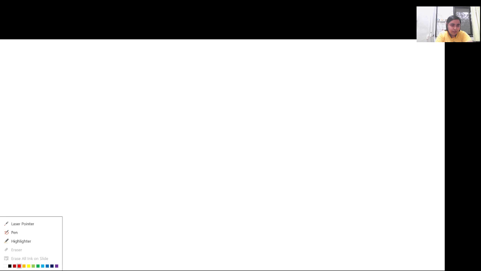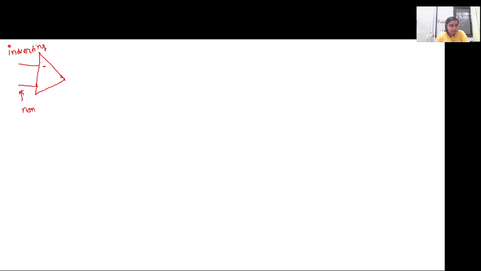So let's start off with how the operational amplifier works. The operational amplifier is denoted by a triangle like this, where there are two input terminals. One is called the inverting terminal, denoted by a negative sign, and this is the non-inverting terminal, and it is denoted by a positive sign. Certain voltages V1 and V2 are given, and we get an output voltage VO.